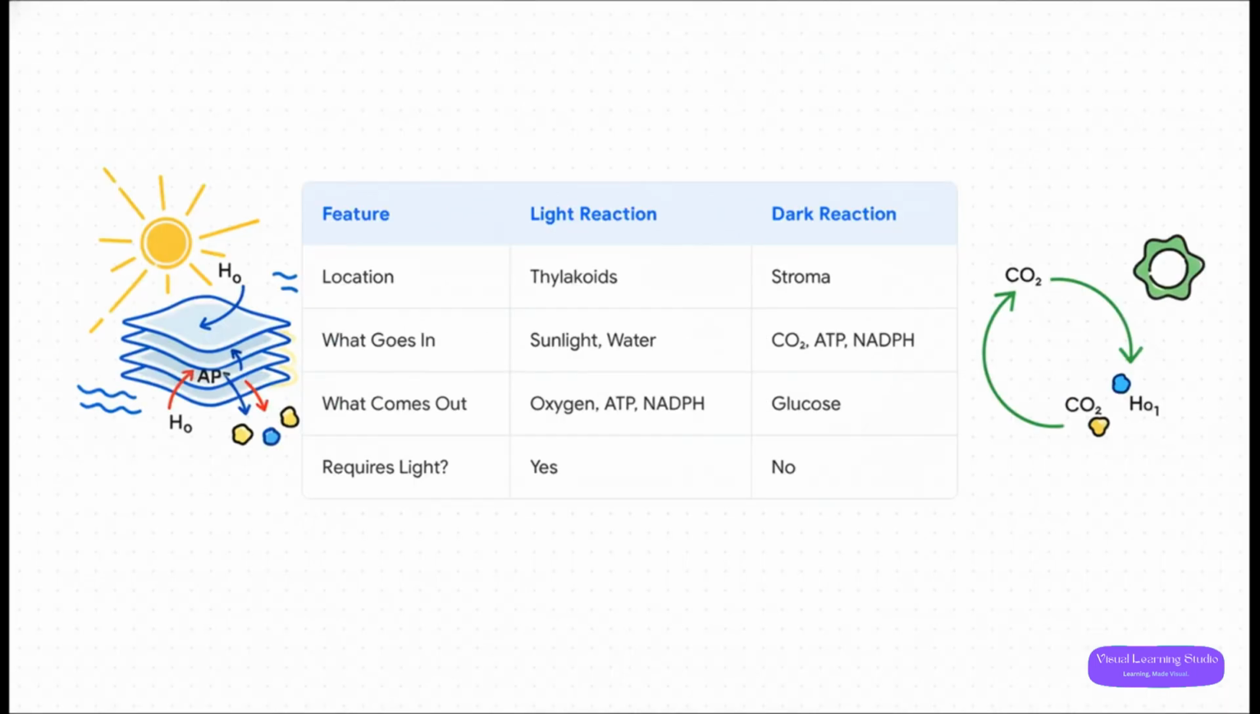The meal is served. This chart gives a great side-by-side look. As you can see, Act 1, the light reaction, happens in the thylakoids, our stovetop. It takes in sunlight and water, and what comes out is oxygen and our little energy packets. Then Act 2, which is sometimes called the dark reaction, happens in the stroma, the prep counter. It takes in CO2 and those energy packets, and the final product is our sugar, glucose. Two separate but perfectly connected assembly lines.